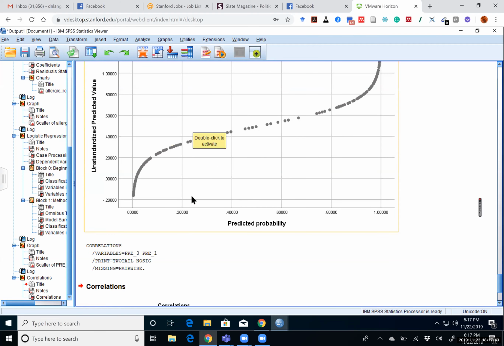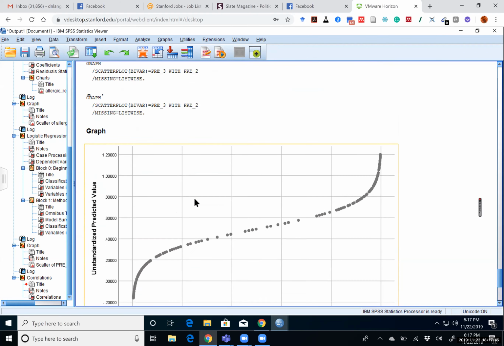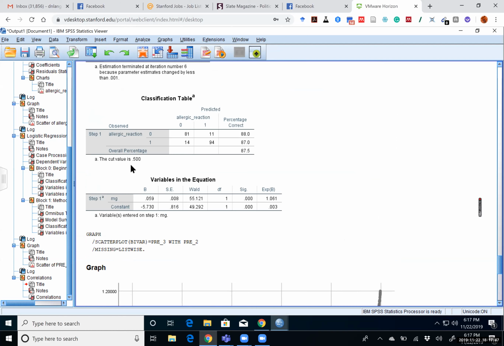And one of the things you can do to adjust your sensitivity to these measures is change the cut point, the predicted probability.